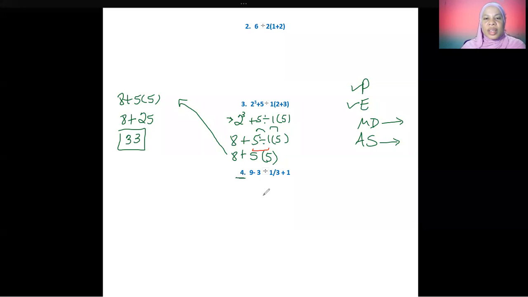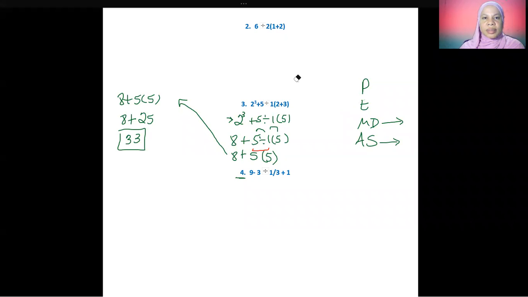Last one, number 4. All right, so you have 9 minus 3 divided by 1/3 plus 1. Okay, so I threw a fraction in. Fractions are fun. Fun fractions. All right, so let's get back. Now, order of operation, we're going to go through these steps again right here.